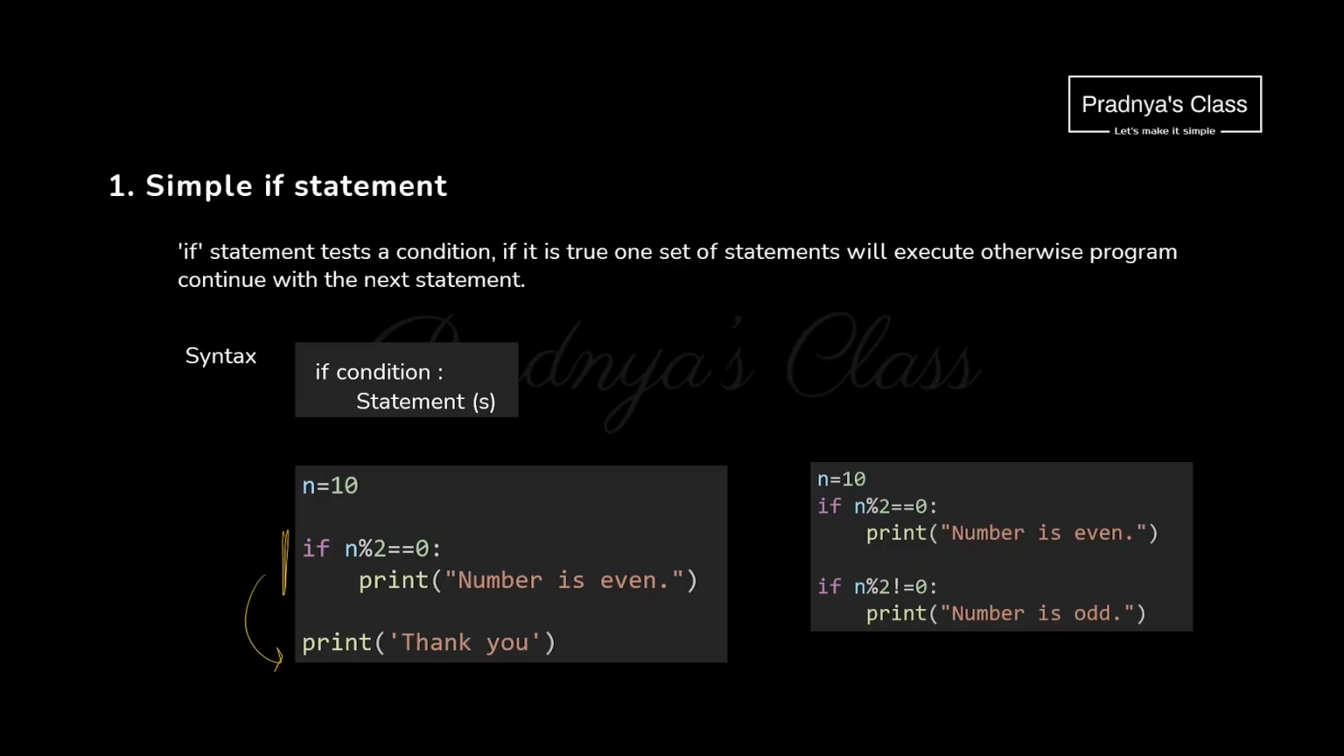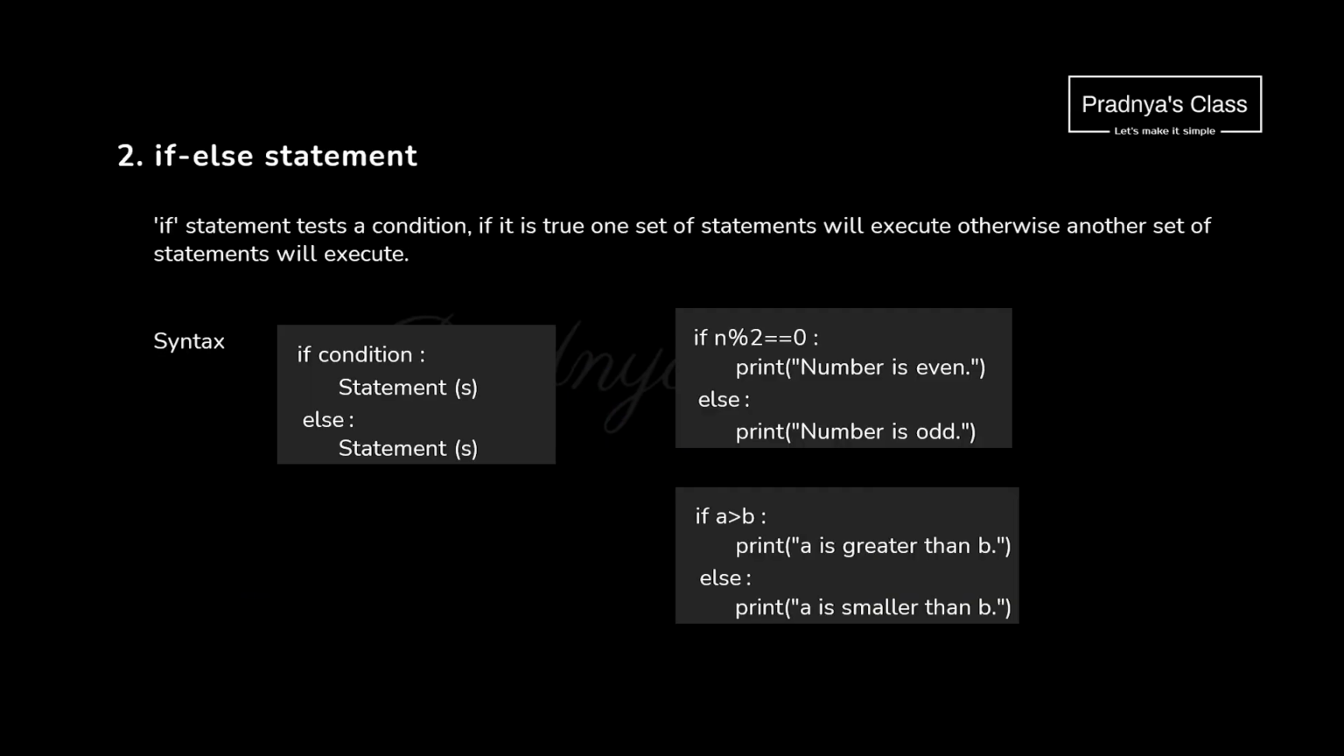You might have noticed with the simple if we can only write the true part, but what if the number is odd? Then for that we need to write one more if along with the condition. Now if the remainder is not 0, then the number is odd. That problem we are gonna solve with the second form of if, that is if else.